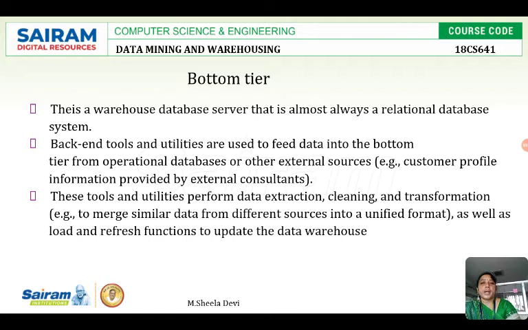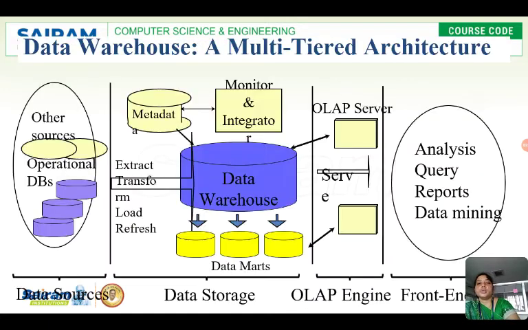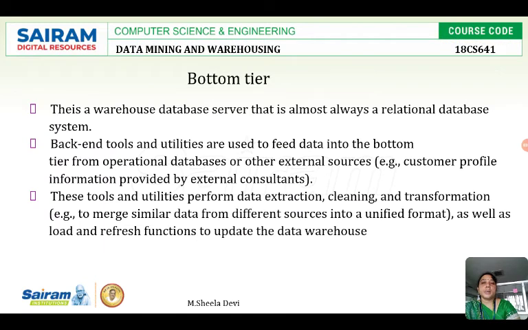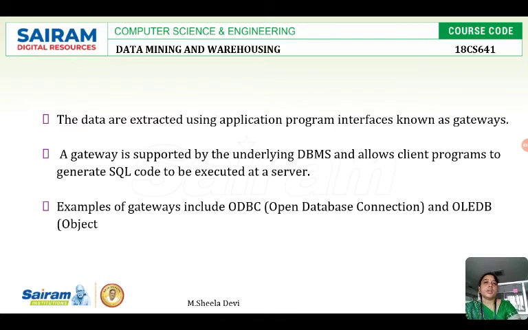What are the backend tools that can be used? If you see this diagram, we need some tools for extraction, transformation, and loading of the data into the data warehouse, and for refreshing the data. These tools and utilities perform data extraction, cleaning, transformation, as well as load and refresh functions to update the data warehouse. The data are extracted using application program interfaces known as gateways.